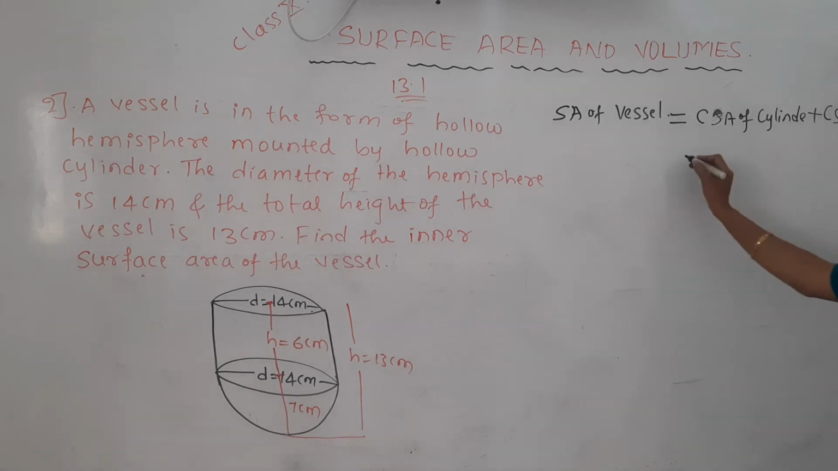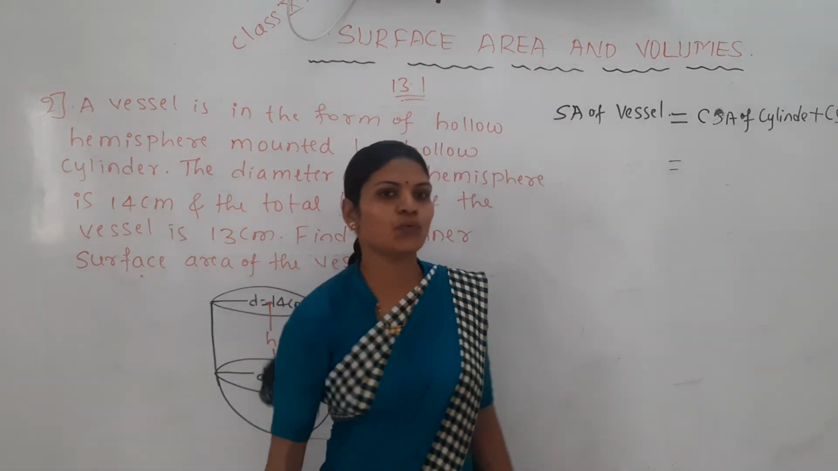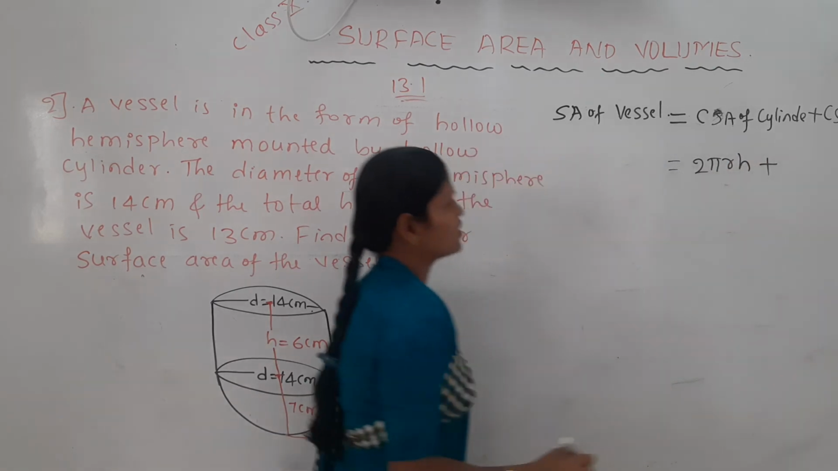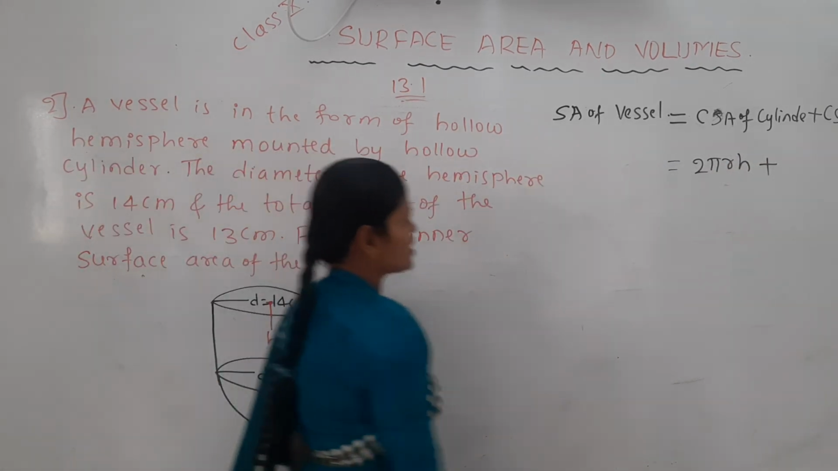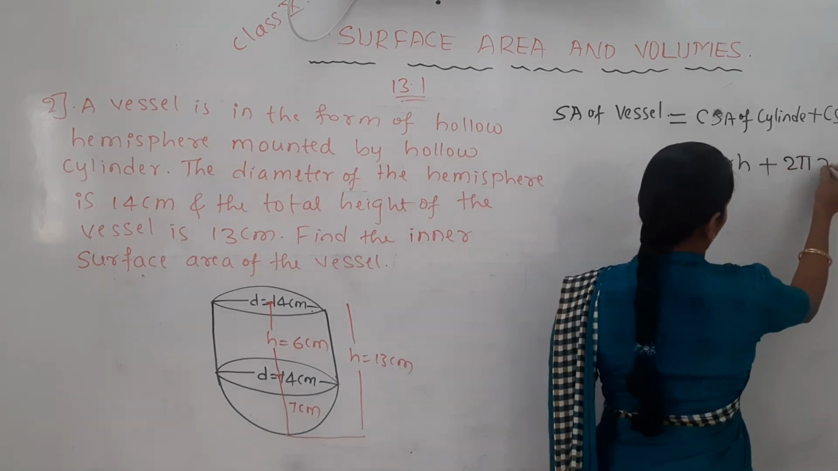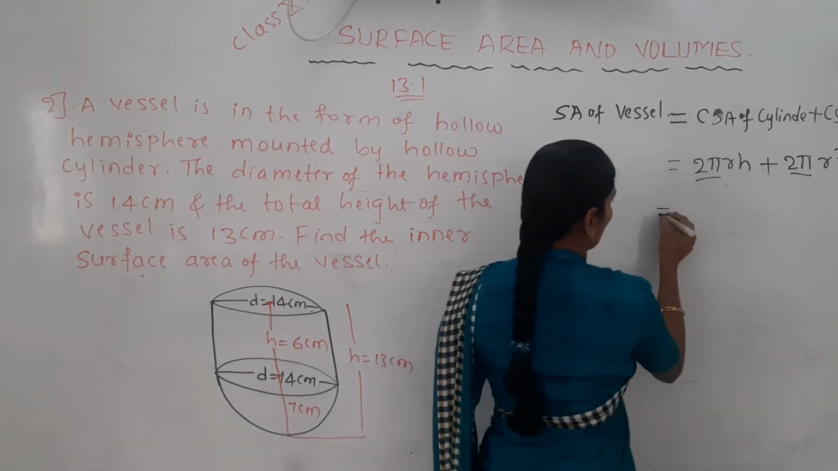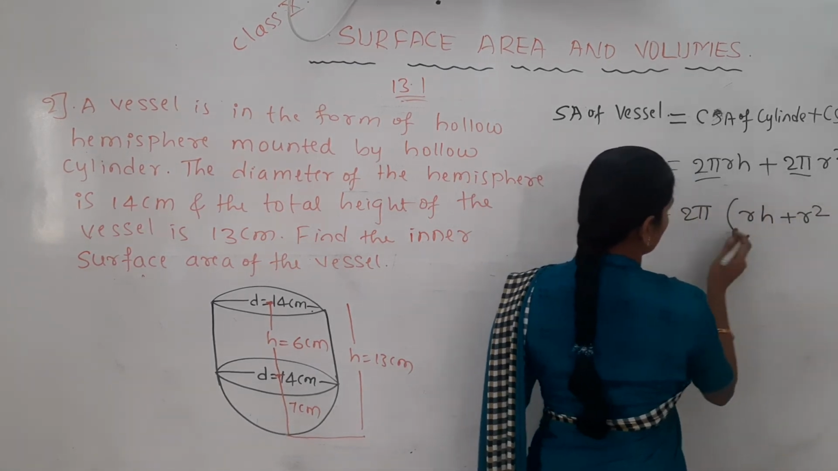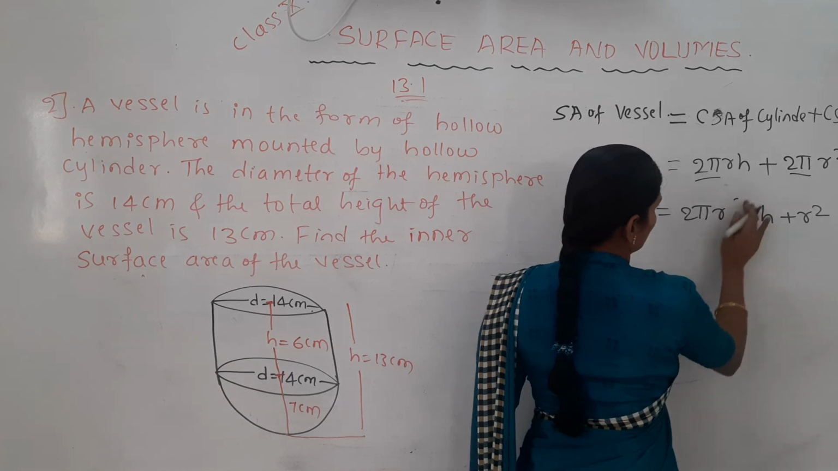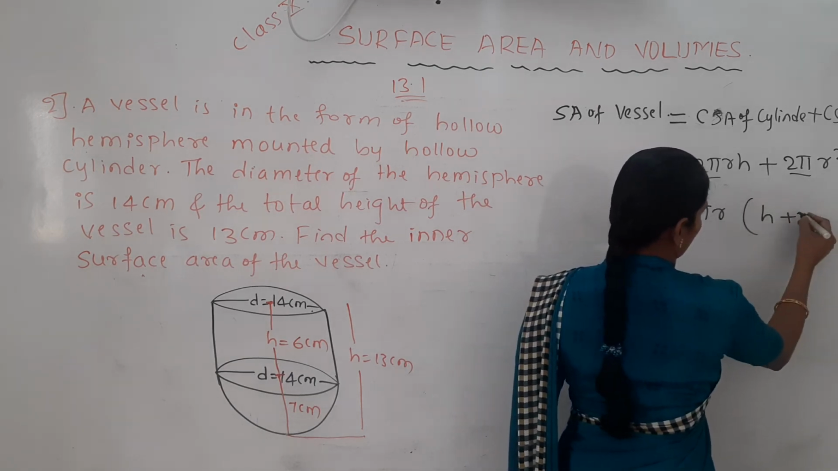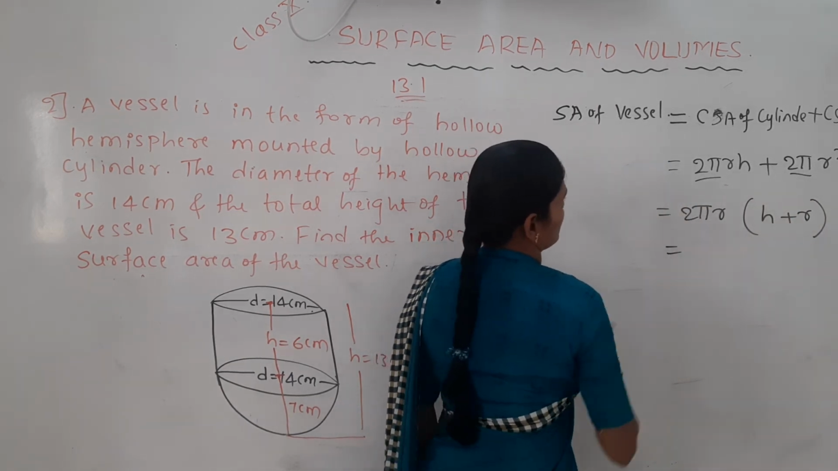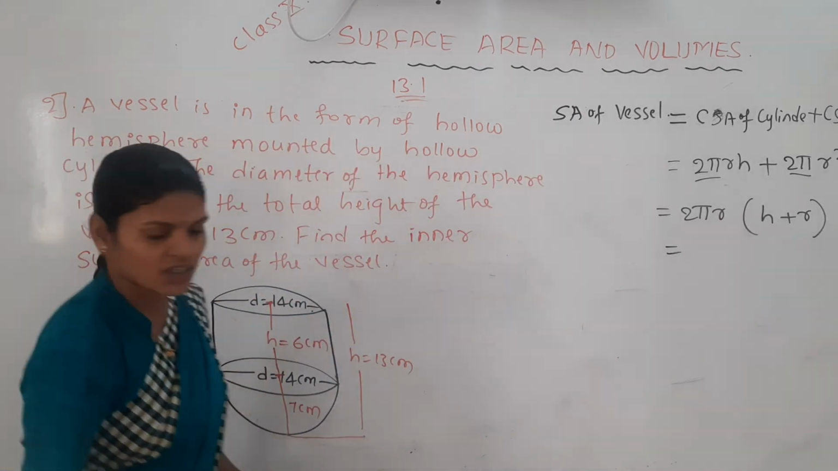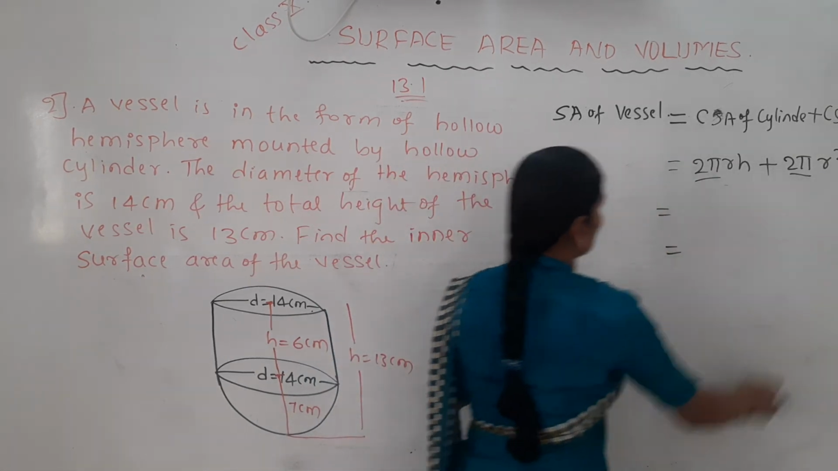The formula to find the curved surface area of the cylinder is 2 pi r h, plus the hemisphere curved surface area 2 pi r square. Yes, 2 pi is common. Take it out, then r h plus r square; otherwise r is also common, so take r out, h plus r. Both sides the radius is the same, otherwise you can calculate separately, no problem.